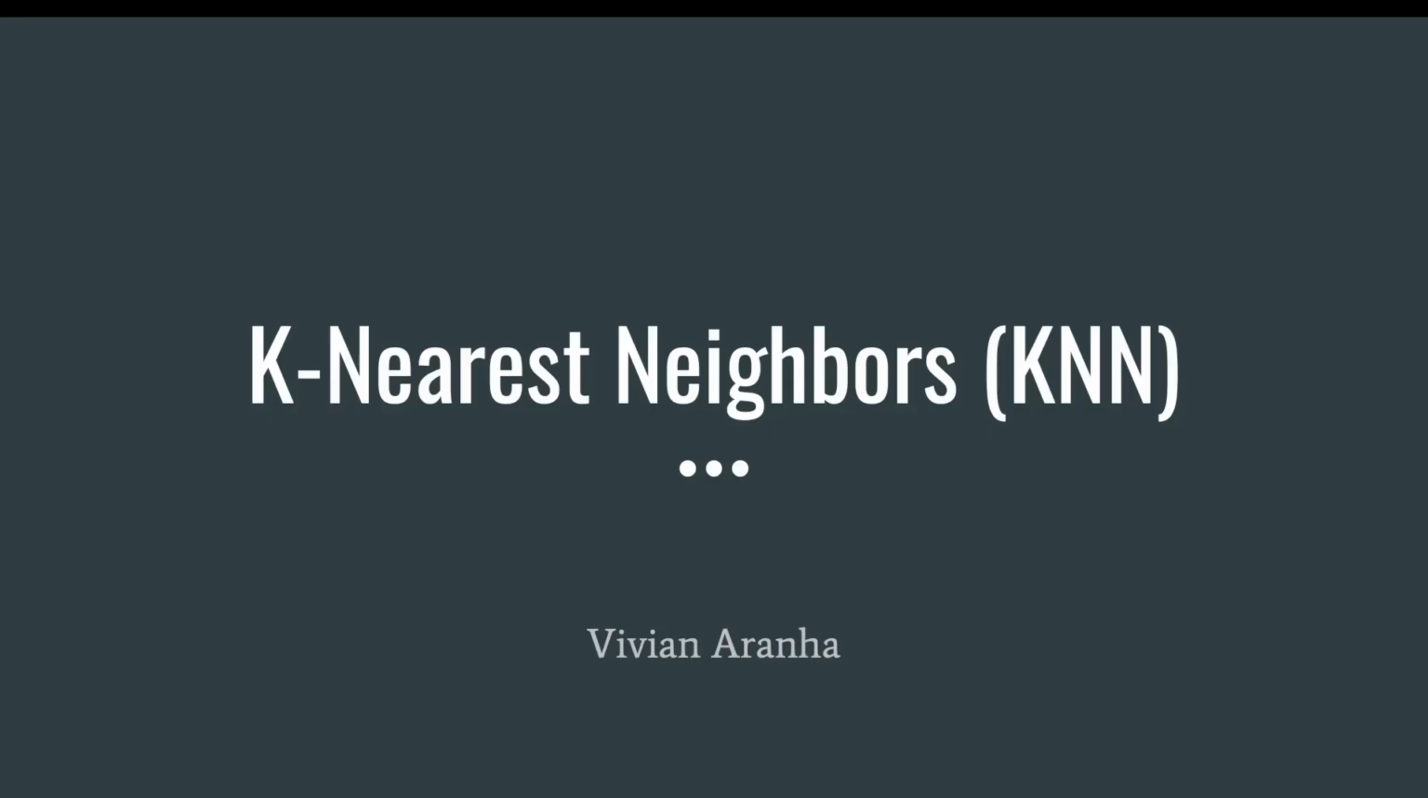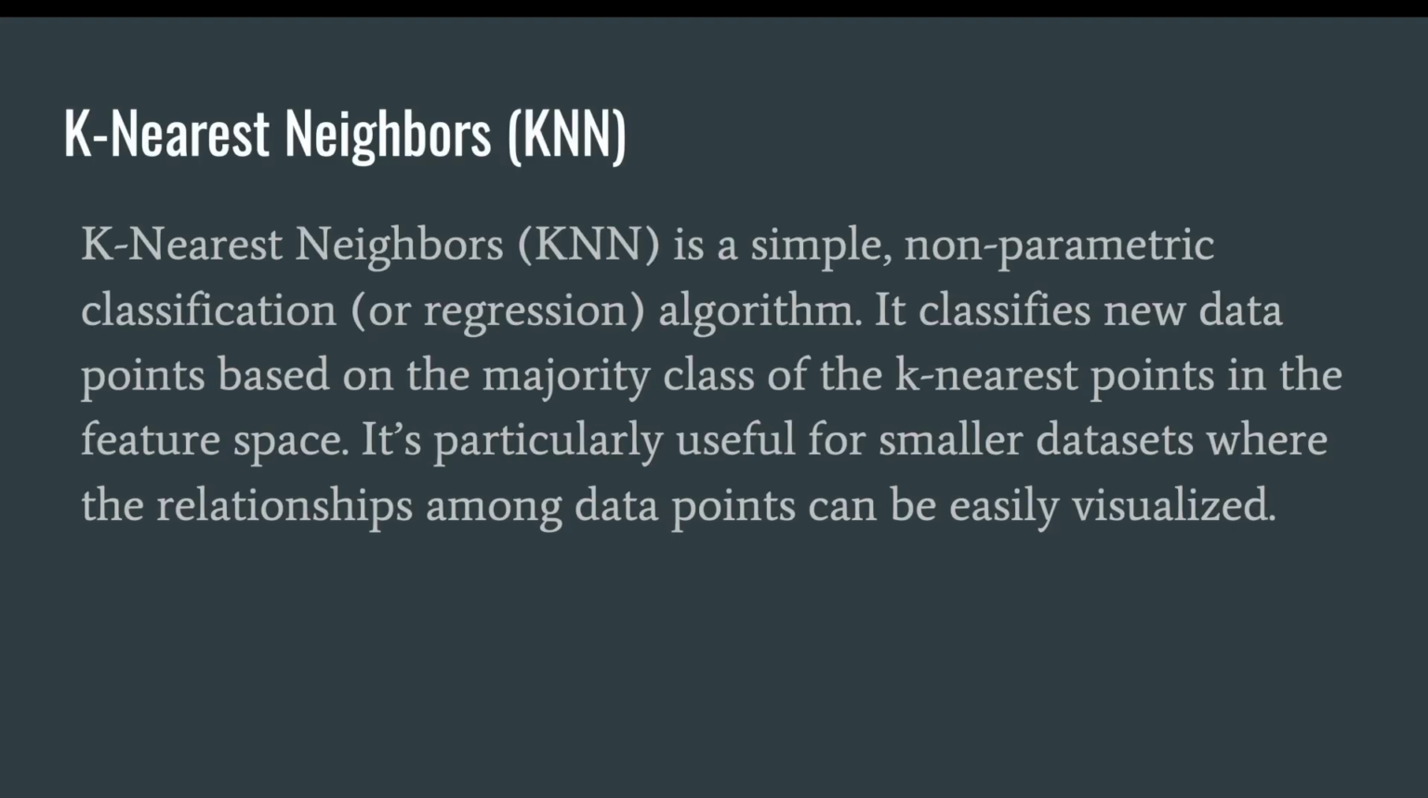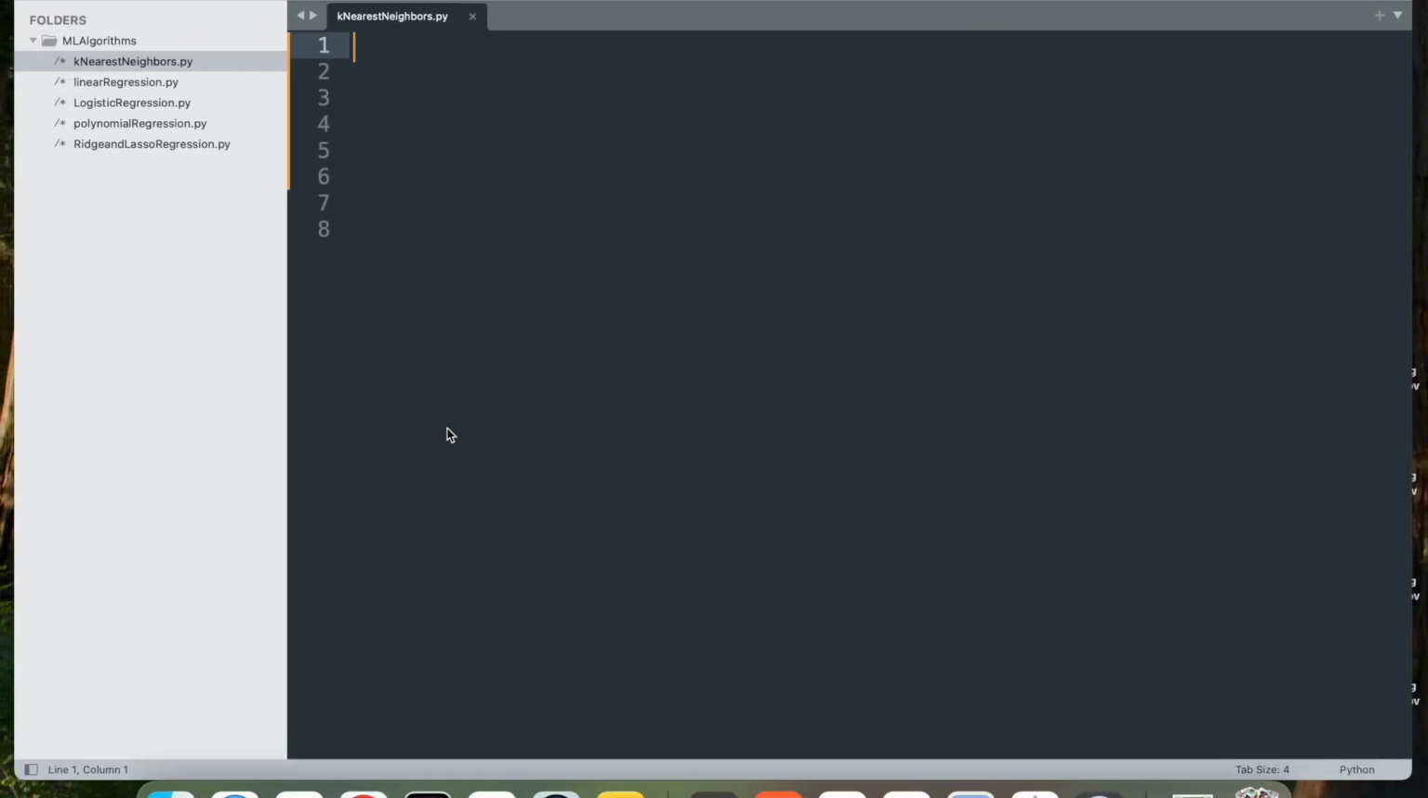K nearest neighbors, or KNN, is a simple non-parametric classification or regression algorithm. It classifies new data points based on the majority class of the k nearest points in the feature space. It's particularly useful for smaller data sets where the relationship among data points can be easily visualized. Let's go ahead and implement line-by-line code for implementing k nearest neighbors in Python.